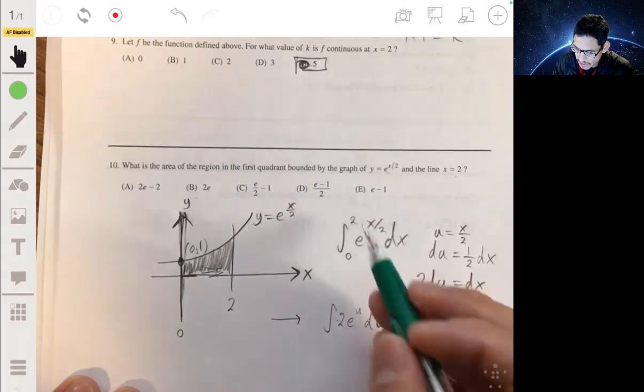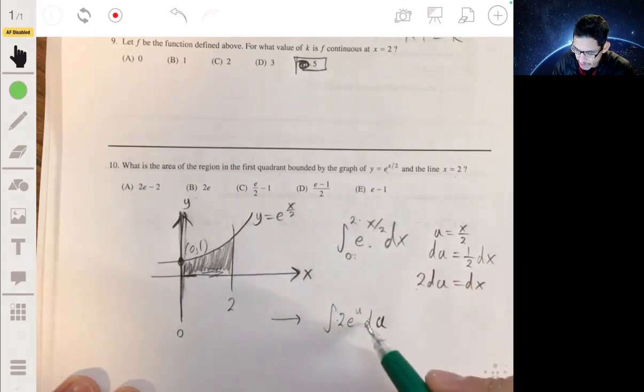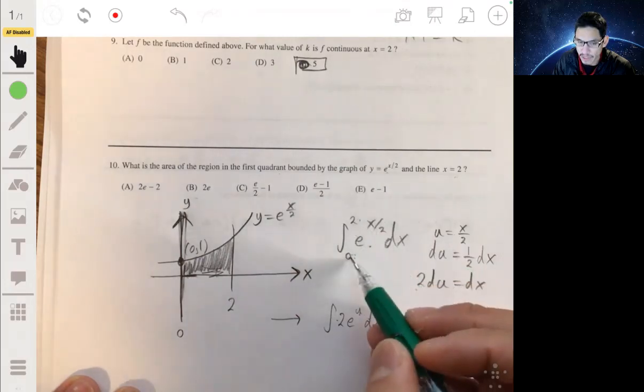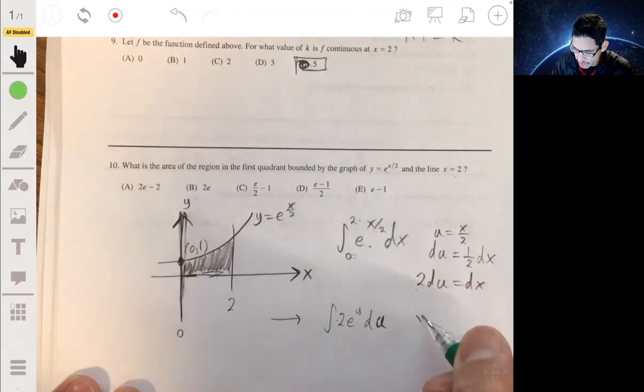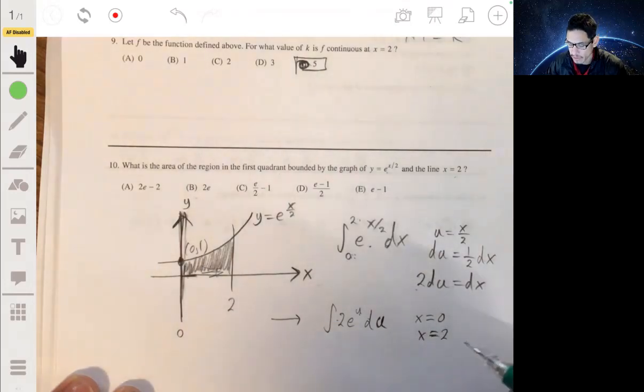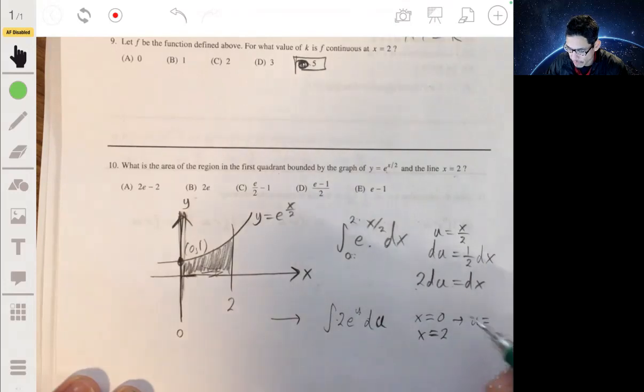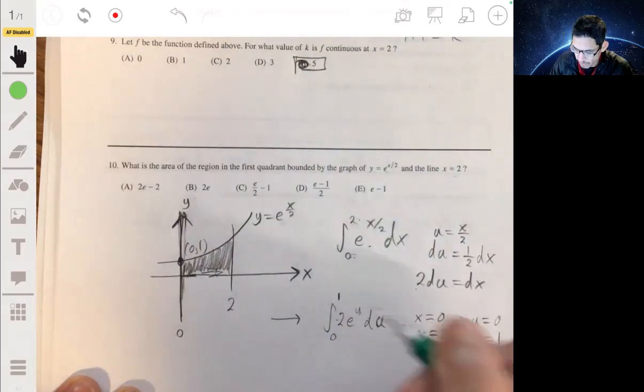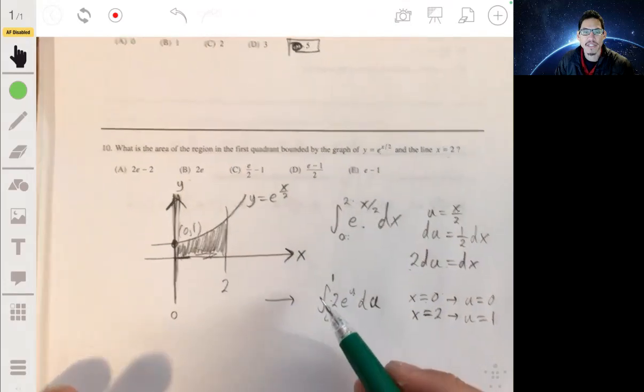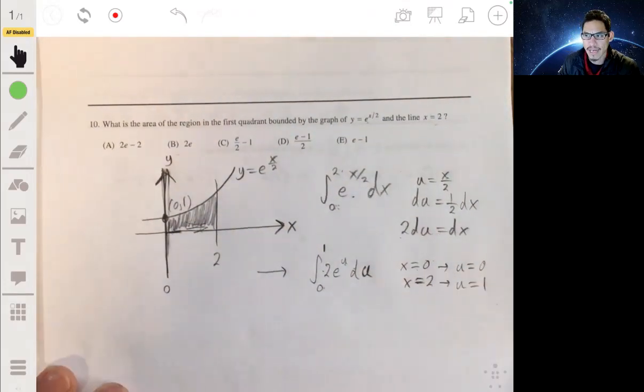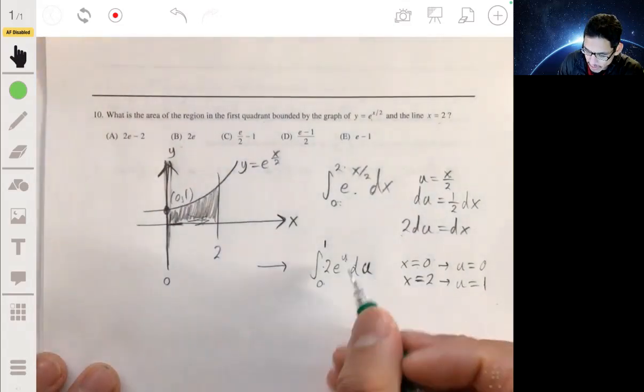Now the endpoints here change because now they're in terms of u. So we look for what the u values are when x equals 0, and when x equals 2. When x equals 0, u will just be 0 over 2, so u will just be 0 as well. When x equals 2, u will be 2 over 2, or u will just be 1. So the endpoints go from 0 to 1. If you change endpoints in terms of u, you won't have to revert back to the x variable, which I think saves time.